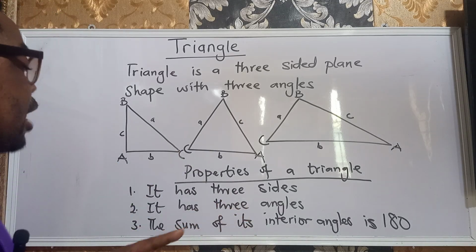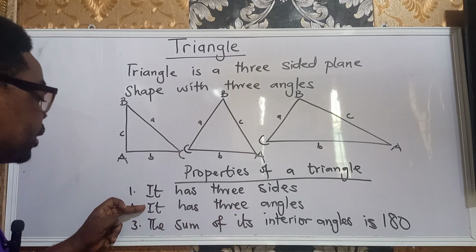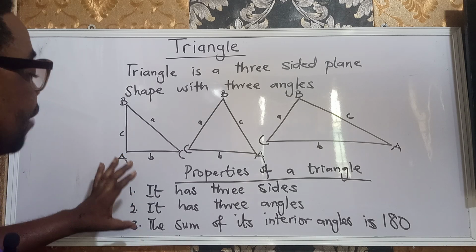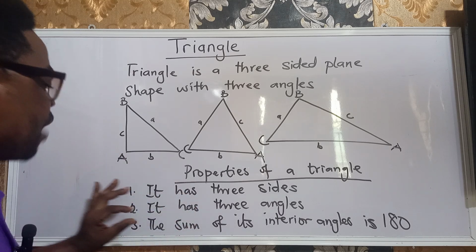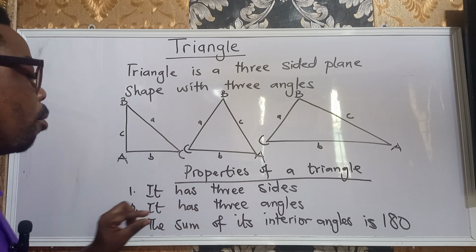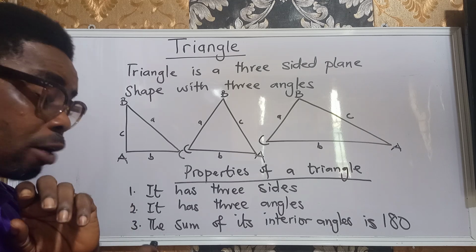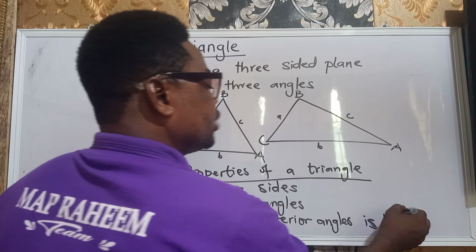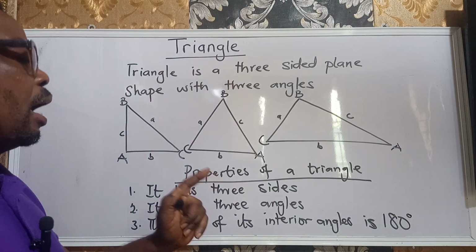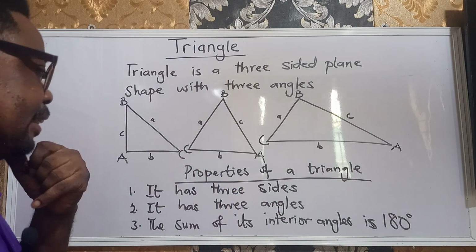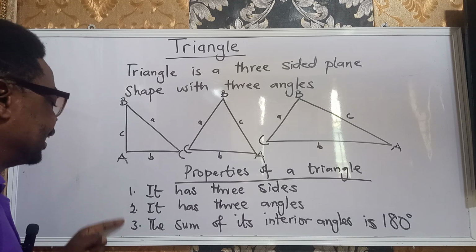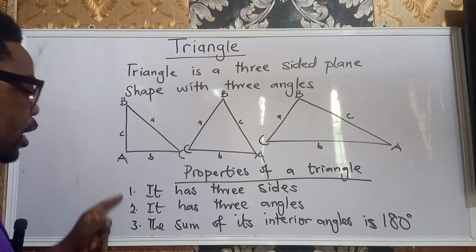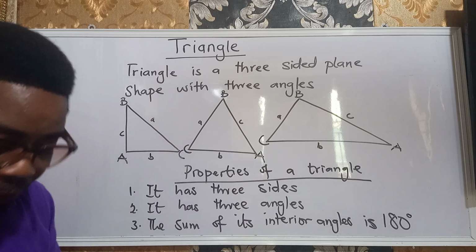These three properties are the general properties of any triangle you will see. So when you see any triangle, this is applicable. They all have three sides, three angles, and the sum of the interior angles of any triangle you see will give you 180 degrees. Take note of it. These are general properties of a triangle.